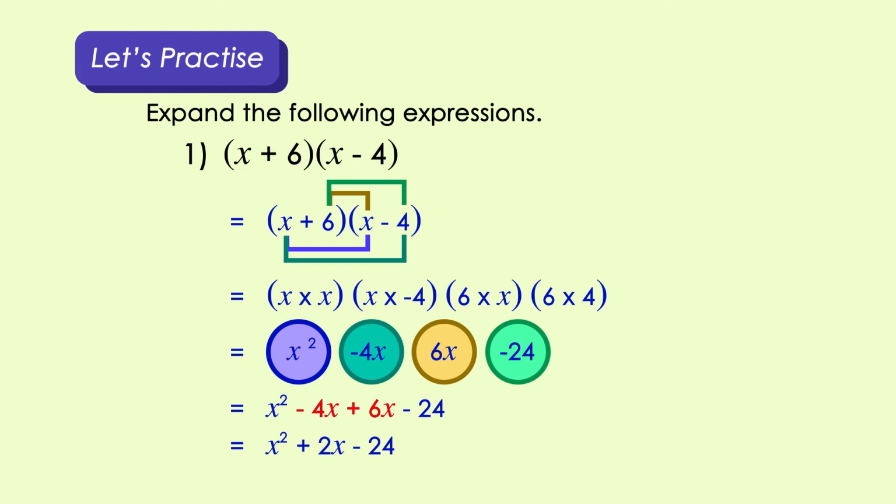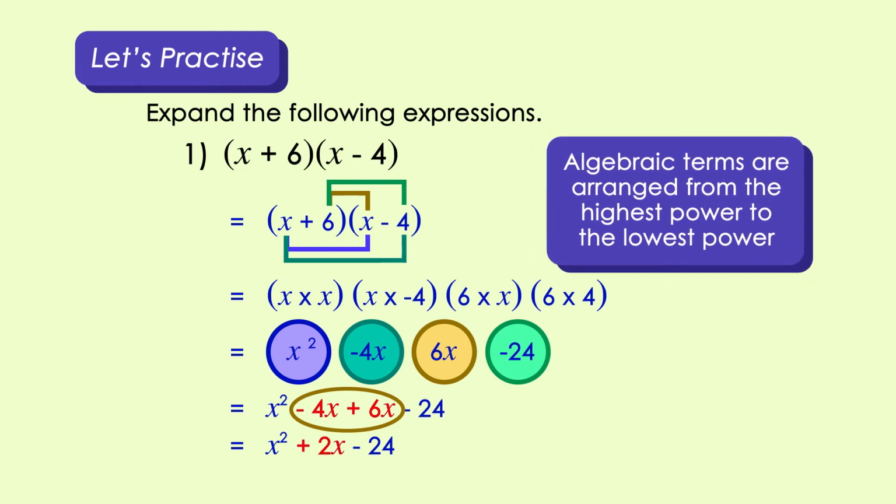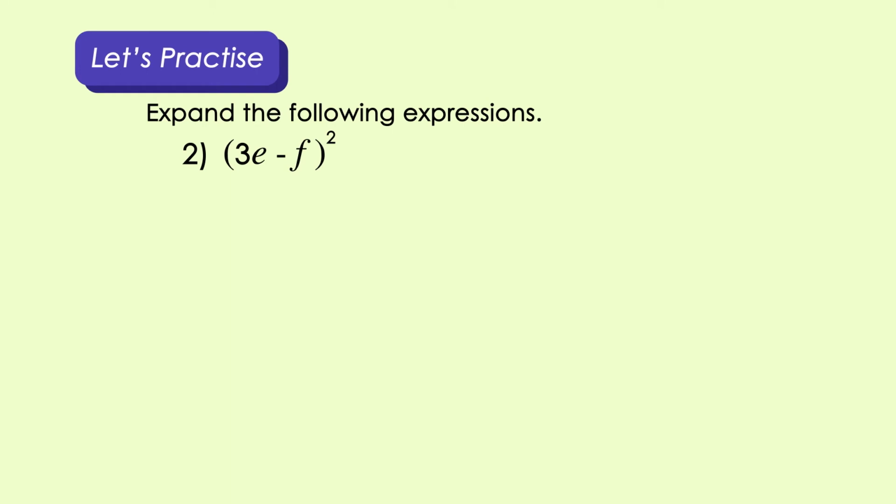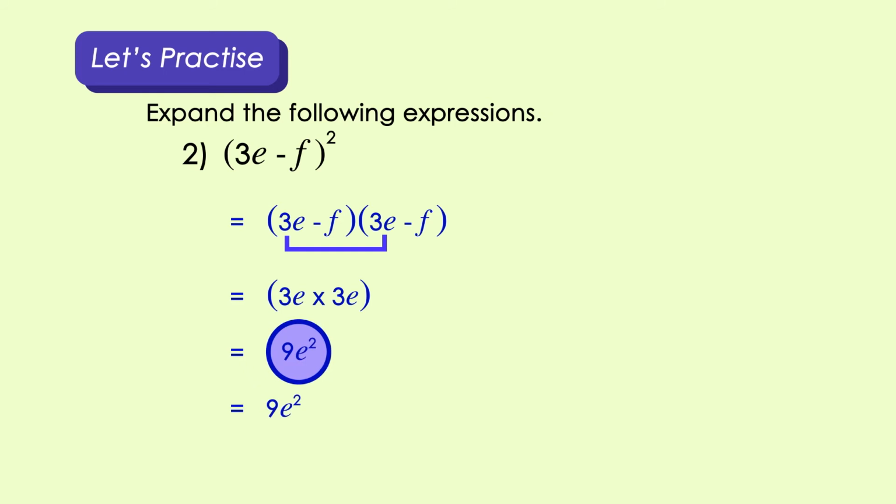Children, please take note that like terms must be solved together. For instance, negative 4x plus 6x is equal to 2x. Algebraic terms are normally arranged from the highest power to the lowest power. Boys and girls, let's try this question now. Now, let's expand it step by step. 3e times 3e is 9e squared.